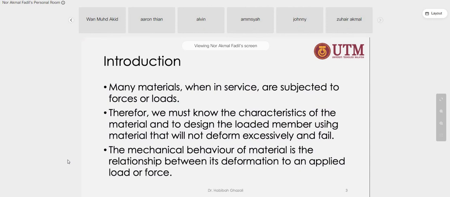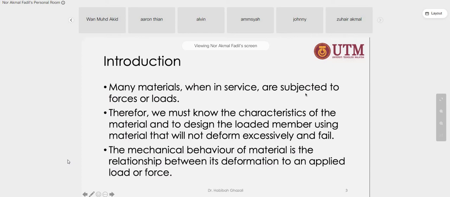Many materials when in service are subjected to forces and loads. If they don't experience any force and load, they will just naturally degrade by interaction with the environment. But if you give a load on that structure, you will allow that structure to change their dimension or whatsoever in response to the mechanical load given to them.